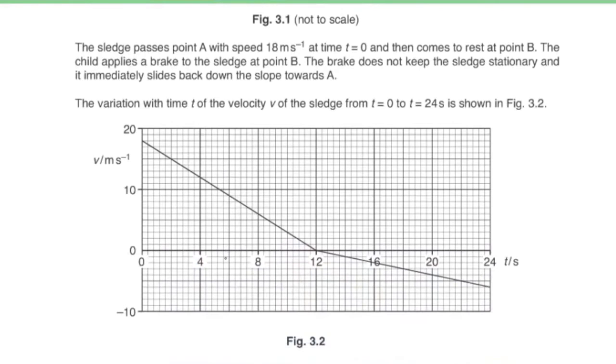The variation with time t of the velocity v of the sledge from 0 to 24 seconds is shown in figure 3.2. Okay, so this figure 3.2 shows that from t is equal to 0 until t is equal to 12 seconds, the sledge was moving towards B from point A. Right at this point of time, the graph crosses the x-axis, which means that from t is equal to 12 seconds until t is equal to 24 seconds, the sledge moves towards A from position B and has a final velocity of 6 meters per second.